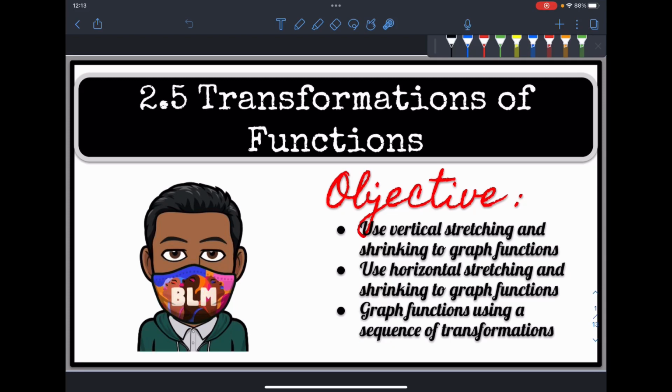Now for the second part on transformations, we're going to focus on dilations, vertical stretches and shrinking, and horizontal dilations, which again is the result of stretching and shrinking as well. And then we're going to learn how to graph functions using a sequence of transformations.